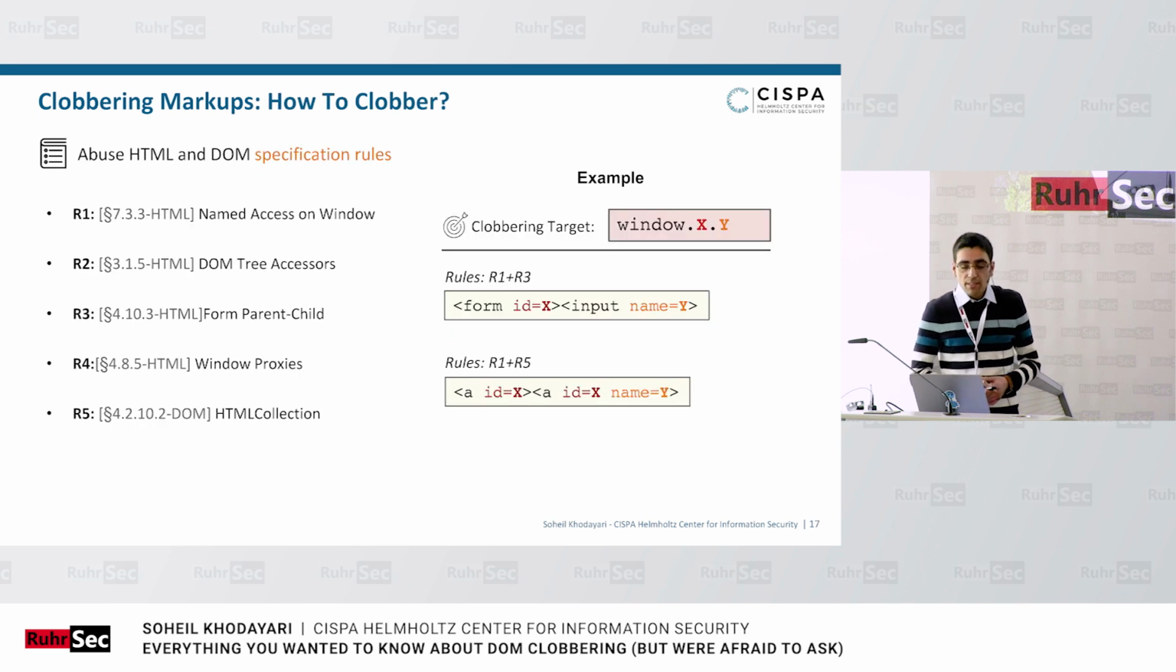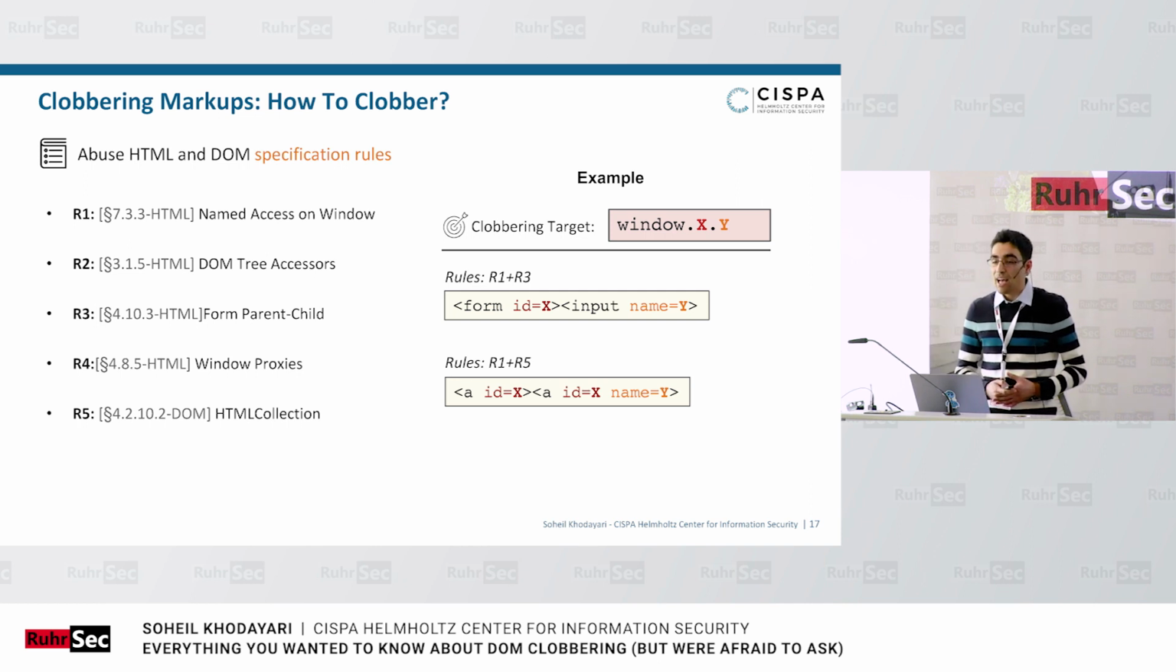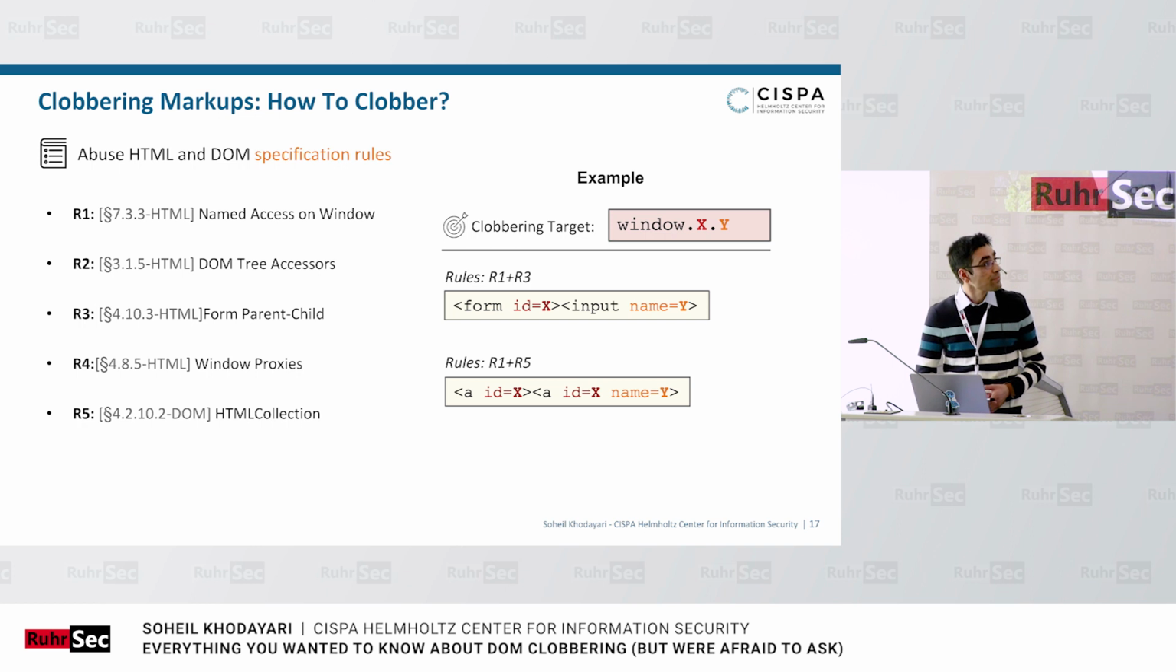OK, so now that we know what to clobber, the next question is how to clobber, actually. And for this, attackers abuse the standard HTML and DOM specification rules. And there are a variety of these rules. So I already showed you one rule, which is named access on the window. But by combining these rules, attackers can clobber and override these variables. So let me show you an example.